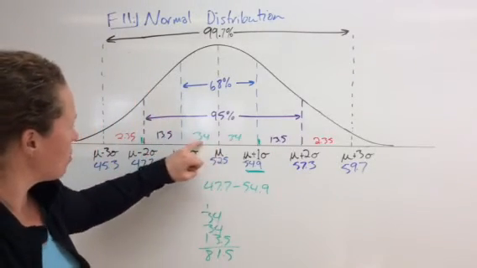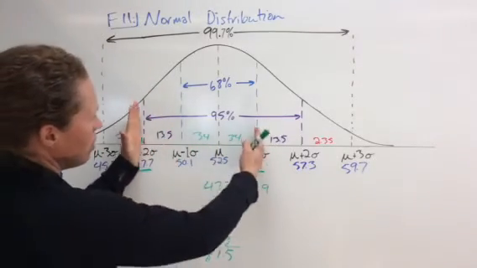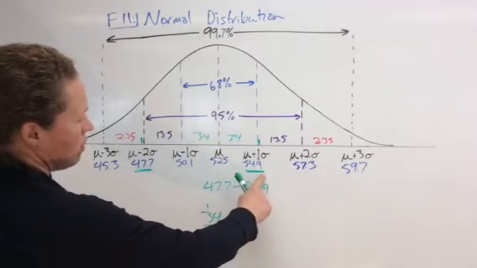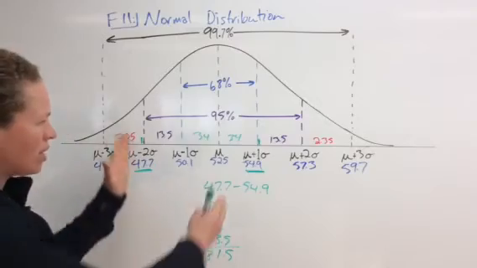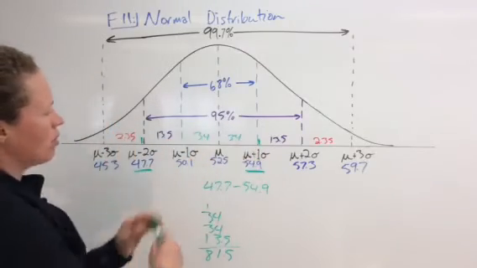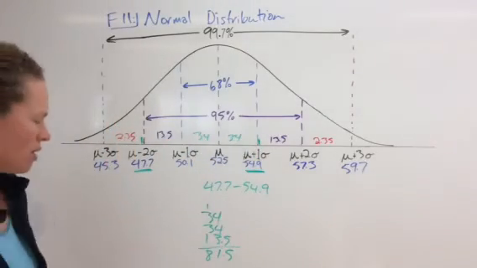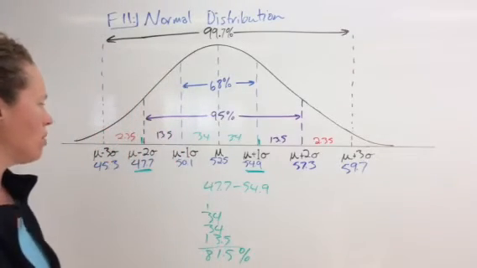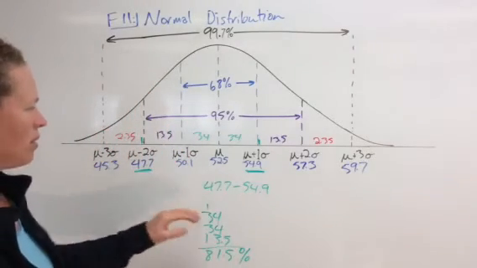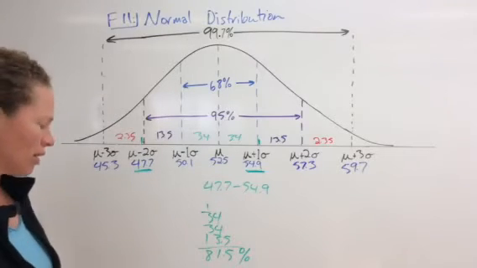So we've gone 34 plus 34 plus 13.5. We know where our boundaries are because they chose 54.9 and 47.7 as their numbers. So they set the boundaries, and then we just look at what's in there. And it turns out that it's 81.5% of all the dogs are going to weigh between 47.7 and 54.9 kilograms.